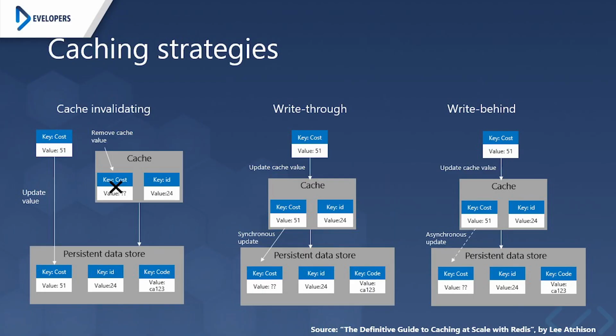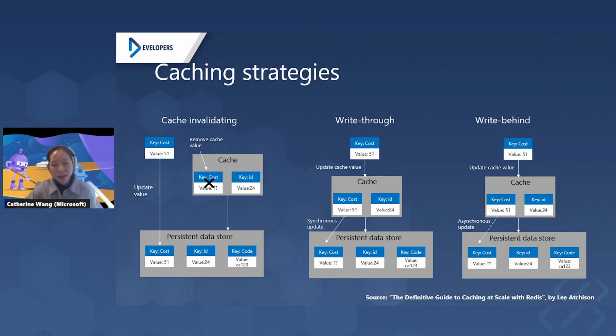So the next 2 strategies, write through and write behind, would both update cache directly and rely on cache to update the data store behind it. Write through means the update happens synchronously, and write behind means it happens asynchronously, which would allow an even greater scale. Now the question is, how can we make sure the cache can update the data store reliably? Like what happens if the client update to cache succeeds, but the cache to data store update fails, and so on.